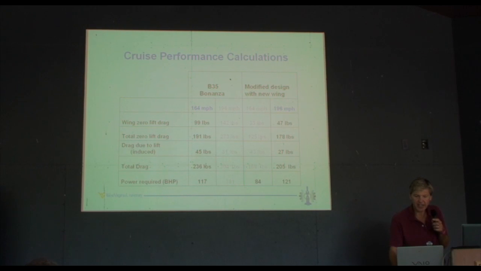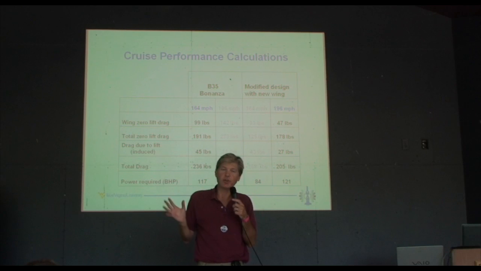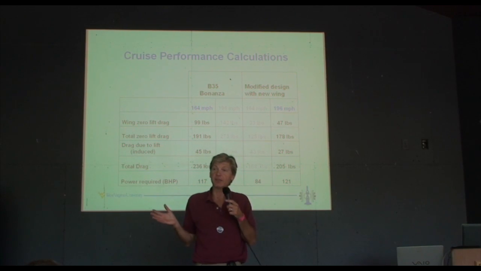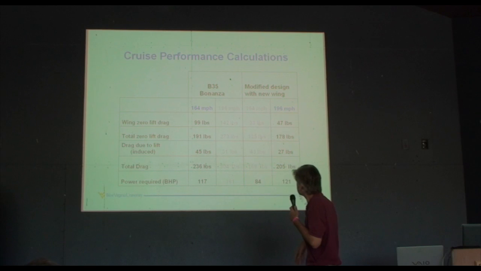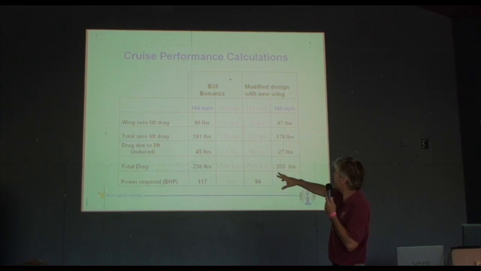Okay, so that's about it. Of course, the performance is the main thing. What happens when you take this new wing and put it on the airplane? That's what it's all about, getting a better airplane. So these are all the numbers. The original airplane goes 164 miles an hour.